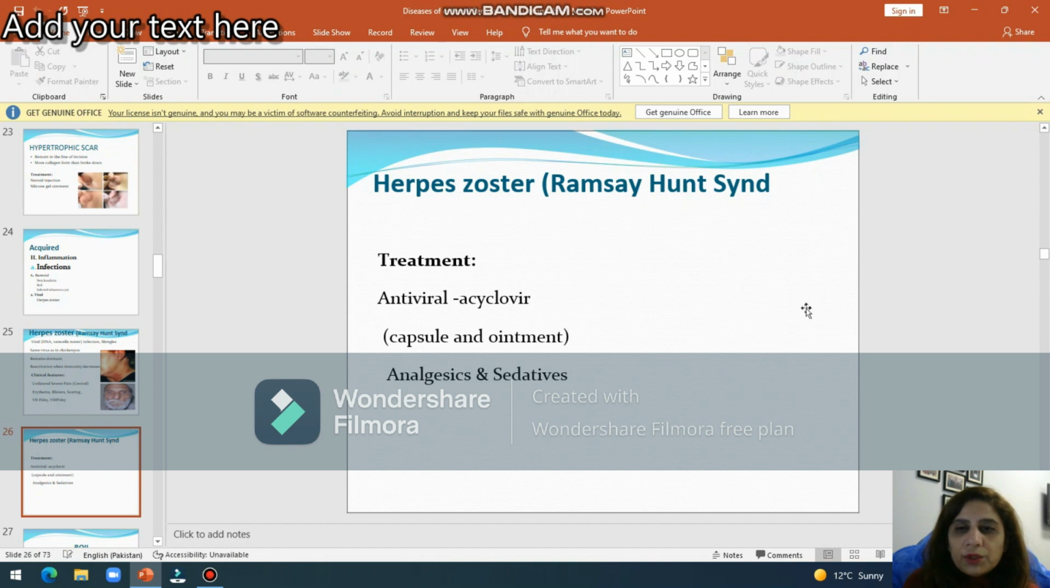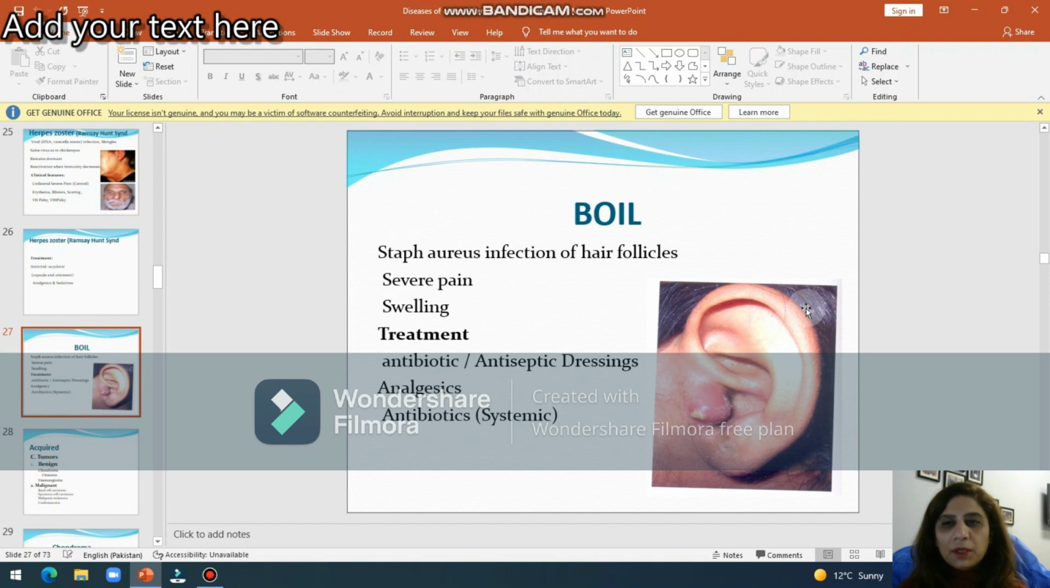Treatment: because it is a viral disease, we will prescribe antiviral medicine, that is acyclovir. It can be given in the form of capsules, and local acyclovir ointment can also be given. Because the patient feels severe pain, we will give analgesics and sometimes sedatives. We can also prescribe steroids to reduce this pain.